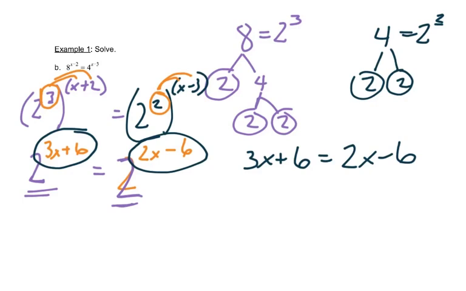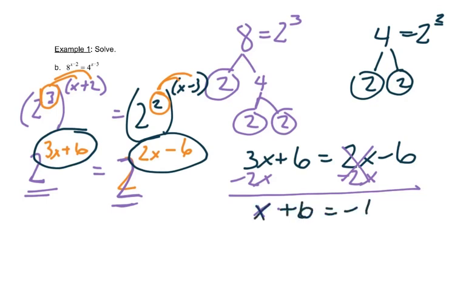So we would get the x's onto the same side. We'll subtract 2x from both sides, and we get x plus 6 equals negative 6. And then we subtract 6 from both sides, and that cancels out over here, leaves me with just x equals negative 12.